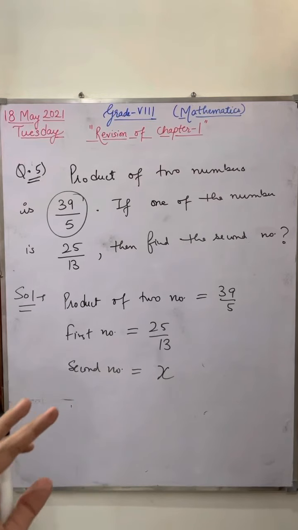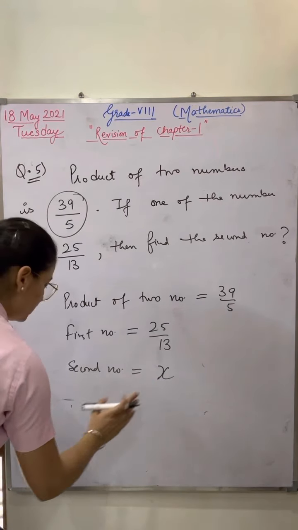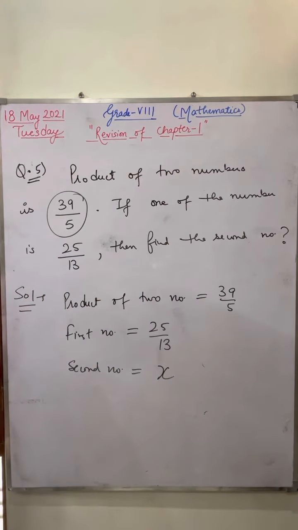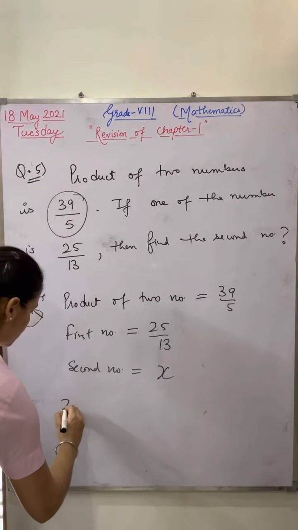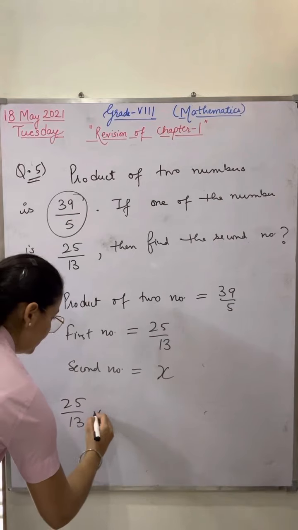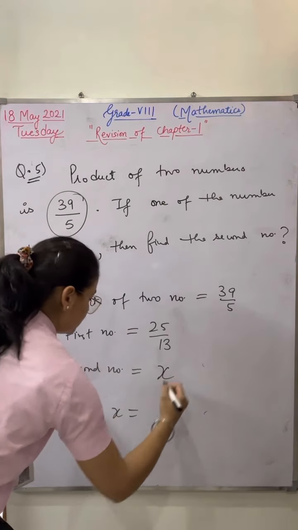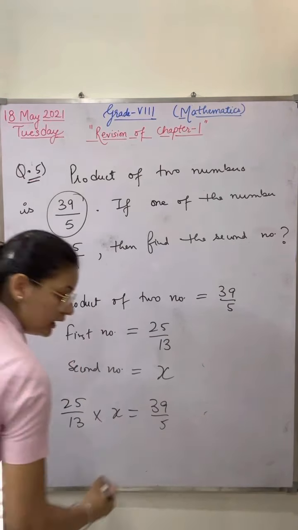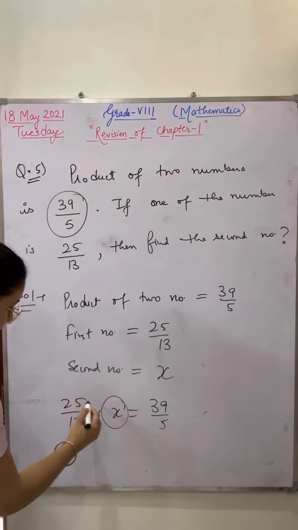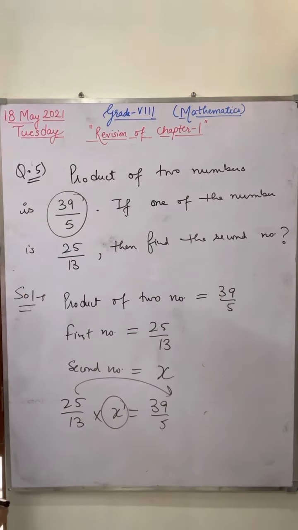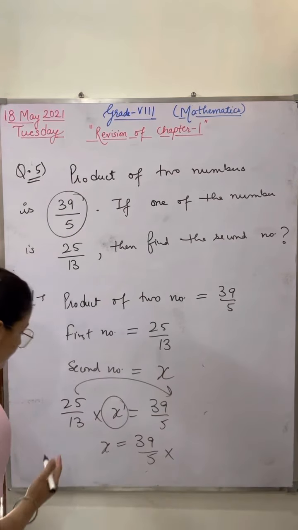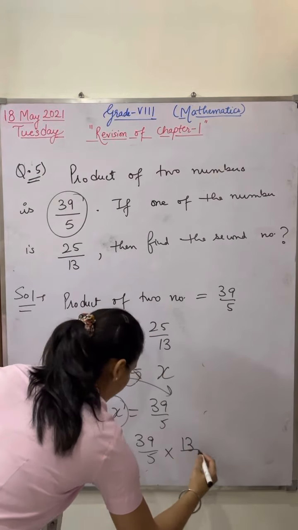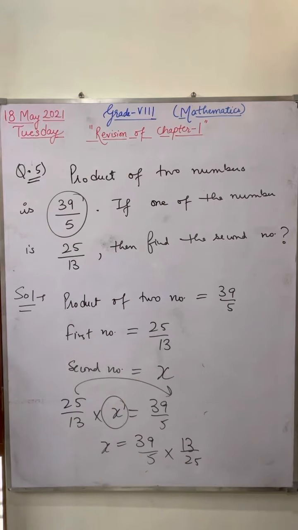Time is about to be over. You can write x also. The way you are solving, that is also correct, Swayam. Or you can solve in this way. Product of two numbers means 25 upon 13 multiplied by x is equal to 39 upon 5. Then how can you take out the x? This value will go to that side. x will be equal to 39 upon 5 multiplied by 13 upon 25. Swayam, in this way you can solve also.